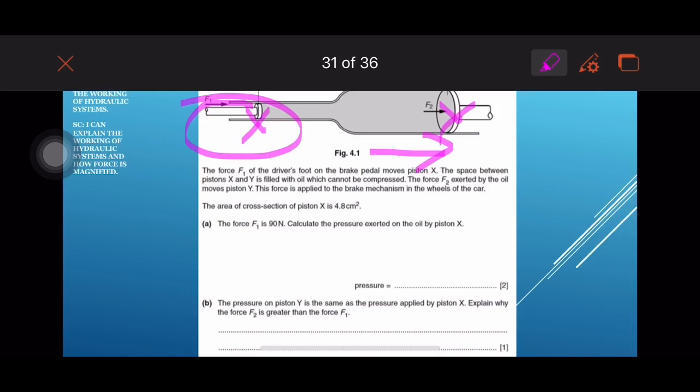The area of cross-section of piston X, the smaller one, is 4.8 centimeters squared. So A1 is equal to 4.8 centimeters squared. Notice it's in centimeters squared. So do we need to change it? No need for that now, it's okay.